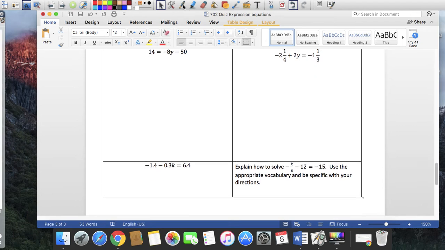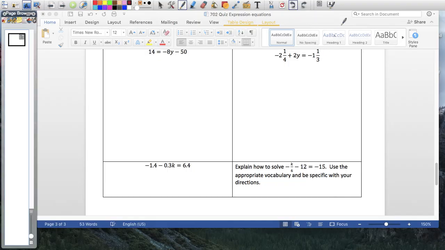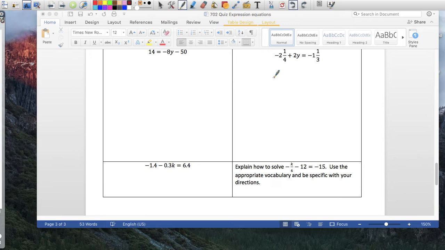Okay, so I can't change it to decimal. Would have loved to, but I can't. So, again, I am going to do plus 2 1/4 over here, right? I'm going to do plus 2 1/4. So this is going to take a little work.